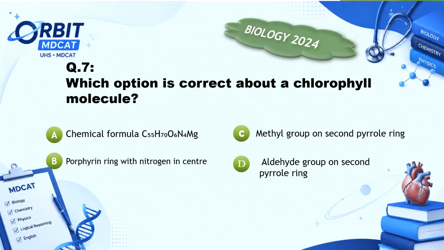Question number 7: which option is correct about a chlorophyll molecule? A. Chemical formula C55H70O6N4Mg, B. Porphyrin ring with nitrogen in center, C. Methyl group on second pyrrole ring, D. Aldehyde group on second pyrrole ring.